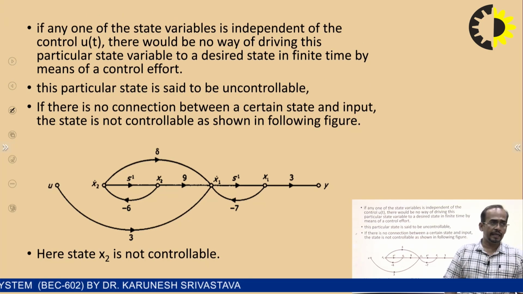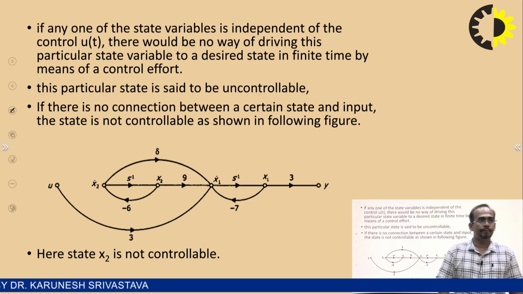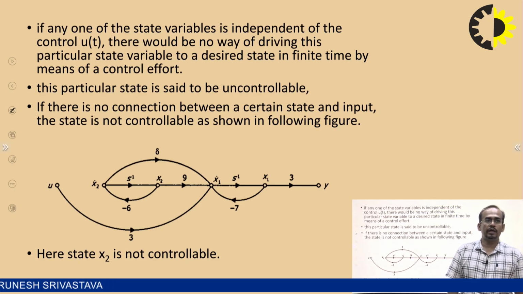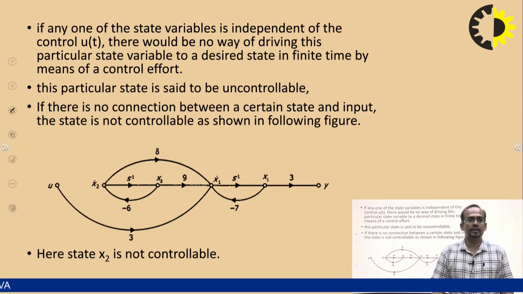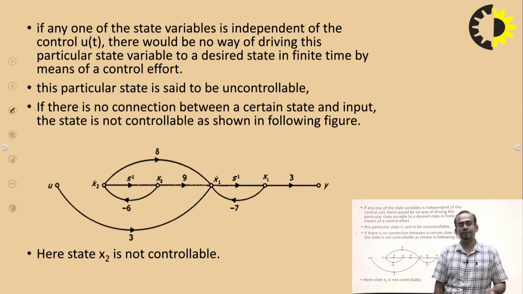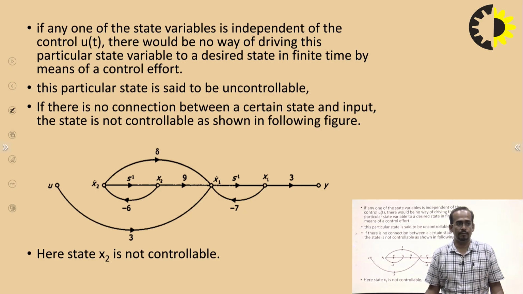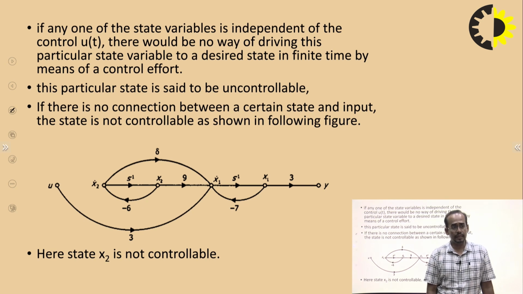If any one of the state variables is independent of the control input u(t), there would be no way of driving this particular state variable. If there is no connection between a certain state and the input, the state is not controllable. You can see from this figure that u is not connected to x2. So you can directly say, by seeing the signal flow graph or this figure, that this state x2 is not controllable.